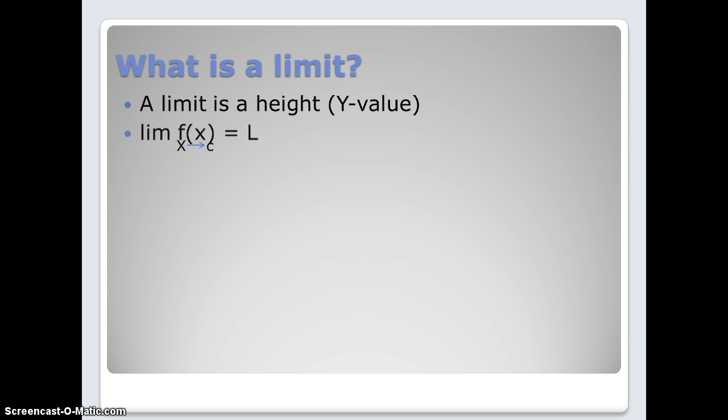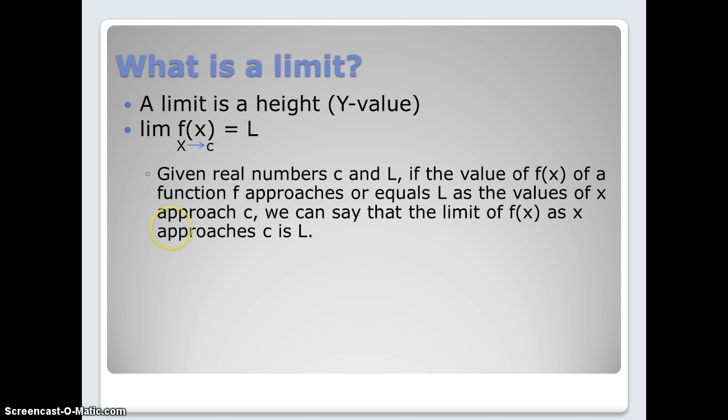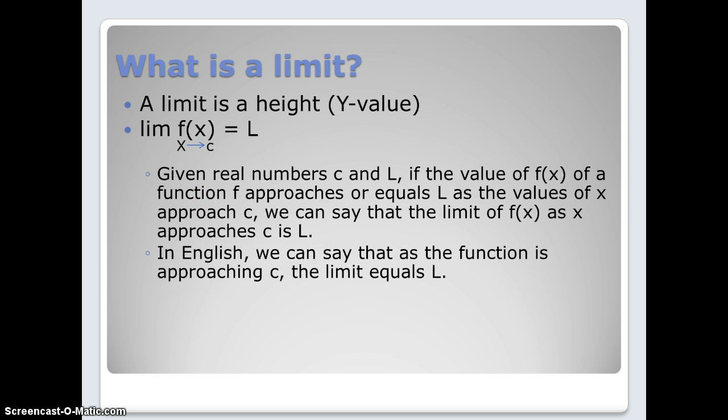Okay. So let's take this limit that we read as the limit as x approaches c of the function f of x equals L. This means that given real numbers c and L, if the value of f of x of a function f approaches or equals L as the values of x approach c, we can say that the limit of f of x as x approaches c is L. Now, can you put that in a little bit more simple terms, Chad? Sure. In English, we can say that as the function approaches c, the limit equals L.